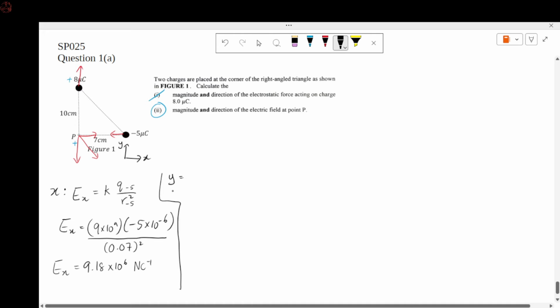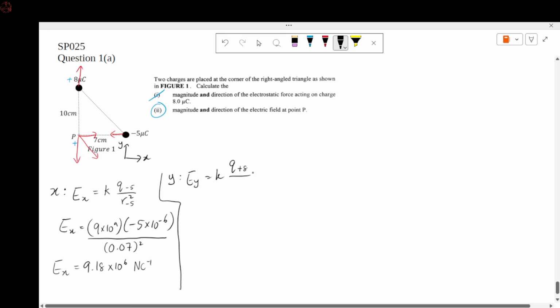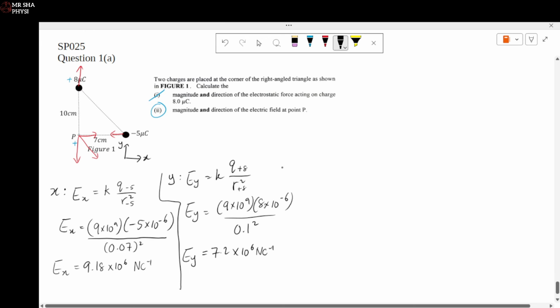In the y direction, I will again have k and then Q of the positive 8 microcoulomb charge over the distance squared. Substituting the values, 9 times 10 to the power of 9, 8 times 10 to the power of negative 6, and the distance between them is 10 centimeters, so 0.1 squared. Again, pause the video to key that into your calculator. What you'll get is 7.2 times 10 to the power of 6 newtons per coulomb.